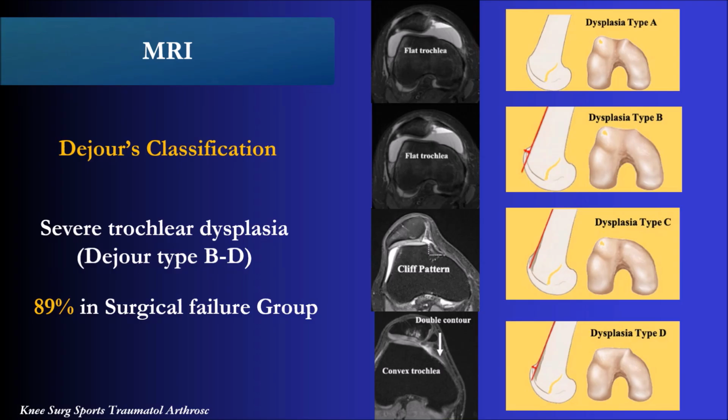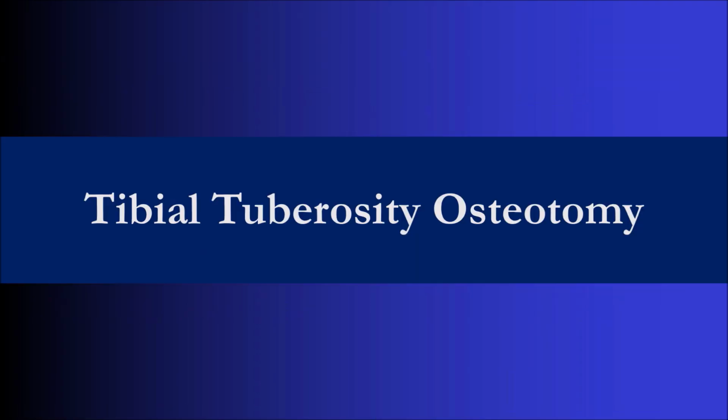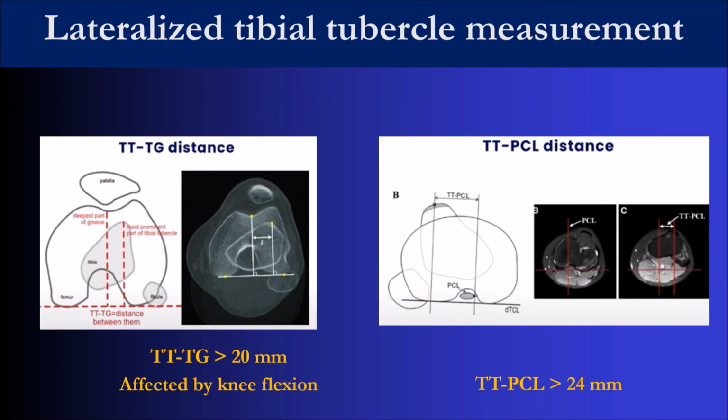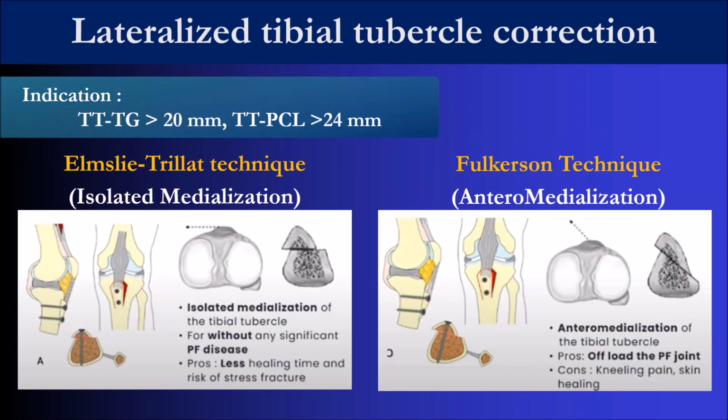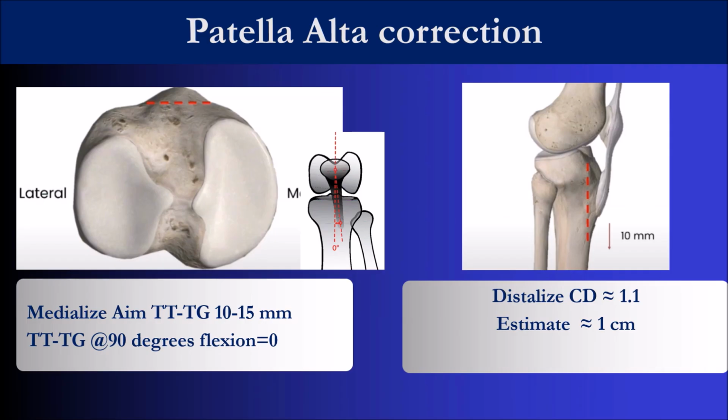And this is the Dejour classification. Type B and type D need the trochleoplasty. Tibial tubercle osteotomy, you're looking at the TT-TG ratio, okay, 20 and 24. So nowadays the TT-PCL has become more popular, right, Andre? Yeah, it's become more popular, yeah, more than 24, right? These two numbers you need to remember. Yeah, if you have a problem, you need to do some medialization or anteromedialization, Fulkerson osteotomy. Okay, for this patella alta, you need to do distalization to correct the Caton-Deschamps to be 1.1.